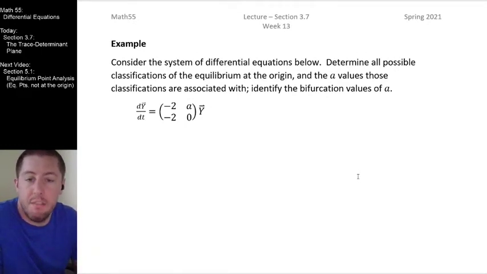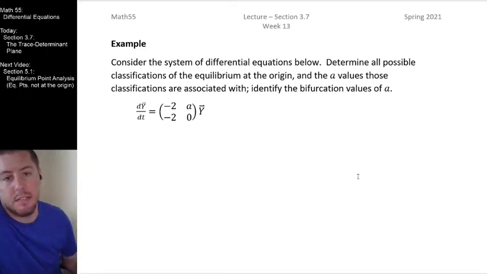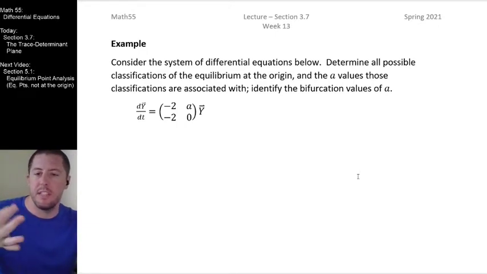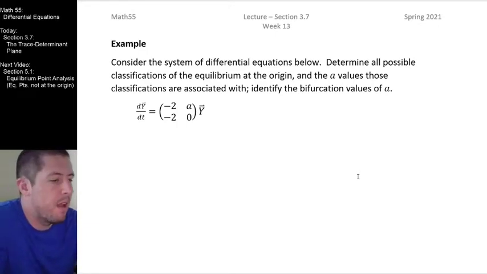So what I want to know is, what are all of the possible classifications of the behavior near the origin of this linear system of differential equations? And I want to know what values of A cause us to experience those classifications, right? So determine all possible classifications of the equilibrium at the origin and the A values that those are associated with. Identify the bifurcation values of A. What value of A represents a transition between two cases, right?